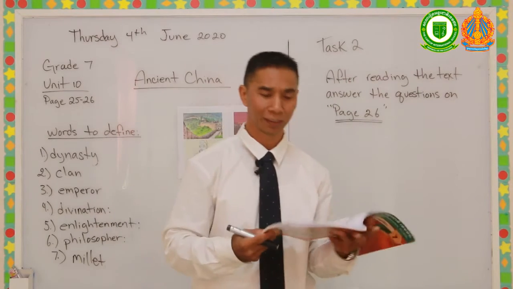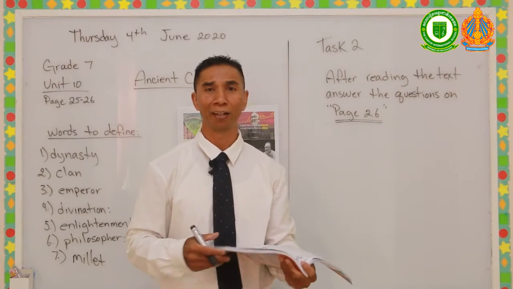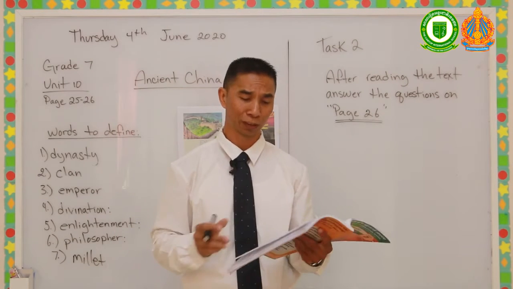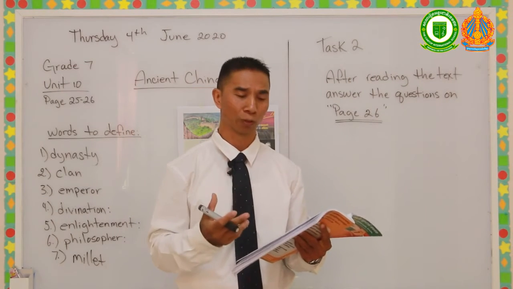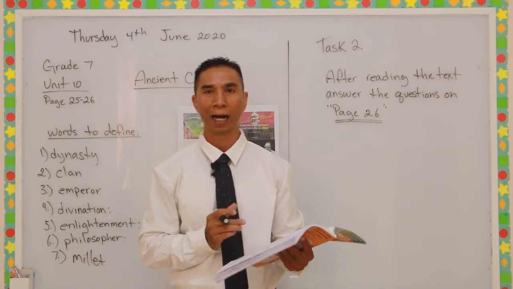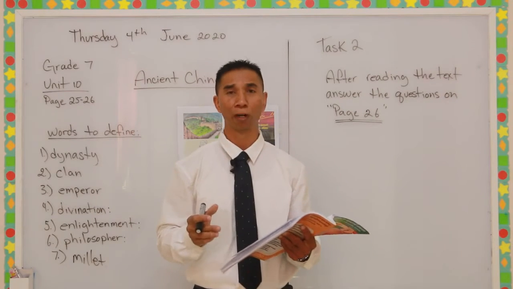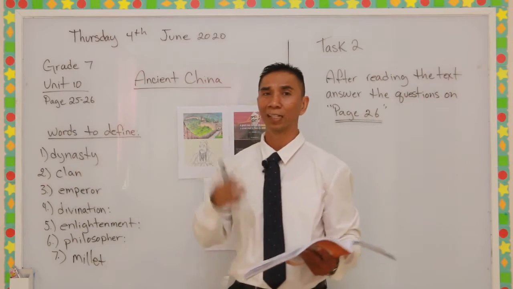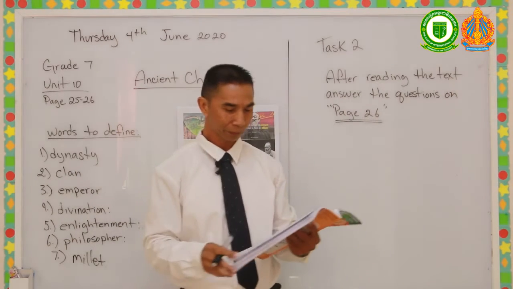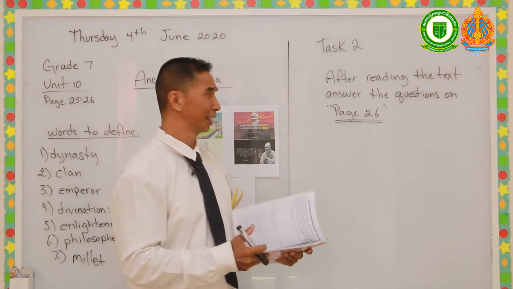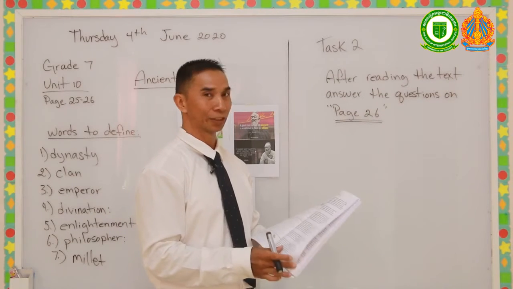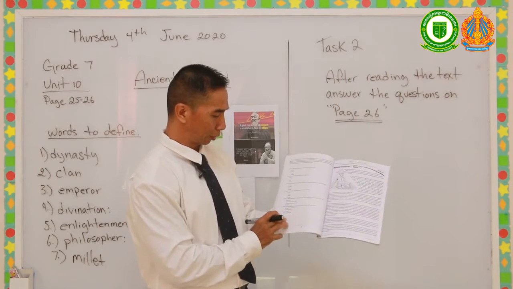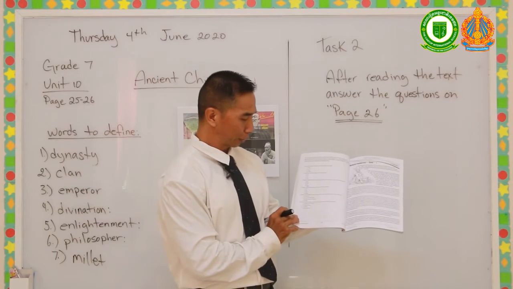Hope you enjoyed reading the text about ancient China, and we have discussed more details about ancient China, about the Silk Road, and how China developed from an ancient small clan to a dynasty and to what China is today. So now you will be given 30 minutes to do task 2. Task 2 is on your page 26.